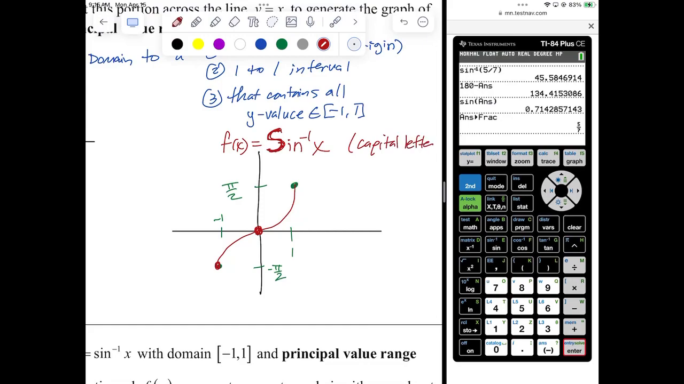It doesn't need to be capitalized. If it says f of x equals, you know it's the function. But a lot of times I put the capital letter just to help it stand out a little bit more. But it doesn't need a capital letter. If it follows f of x, we know it's a function.